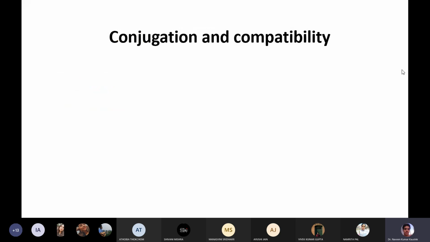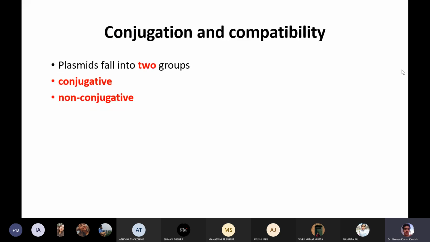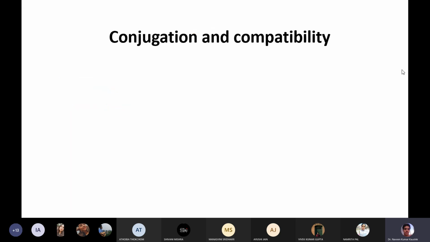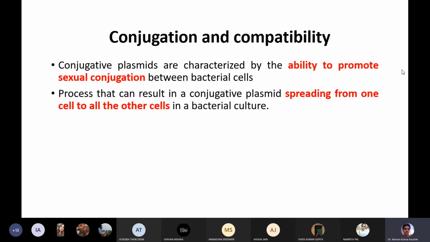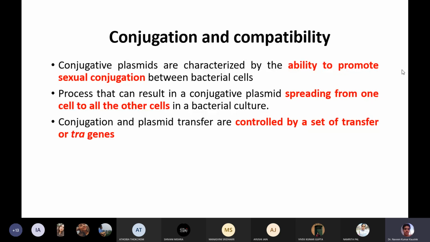So plasmids, as mentioned, are of two types: the conjugative and the non-conjugative. Conjugative ones form the tubes; the non-conjugative ones do not form the conjugation. Conjugative plasmids are characterized by the ability to promote sexual conjugation between cells. The process can result in the conjugative plasmid spreading from one cell to another. This is how the genetic material is exchanged. Let's come to the conjugative one.